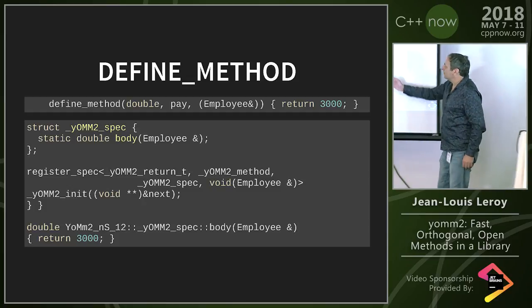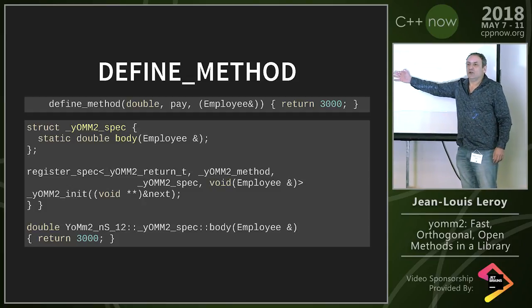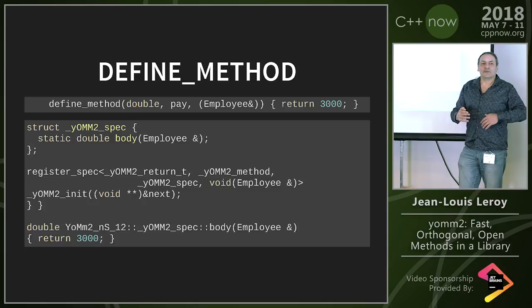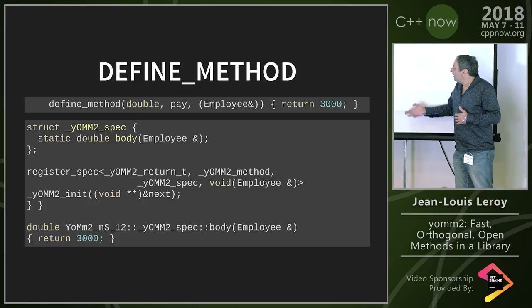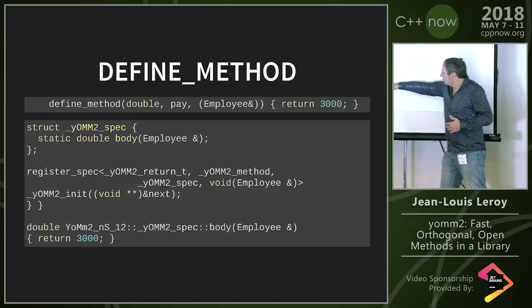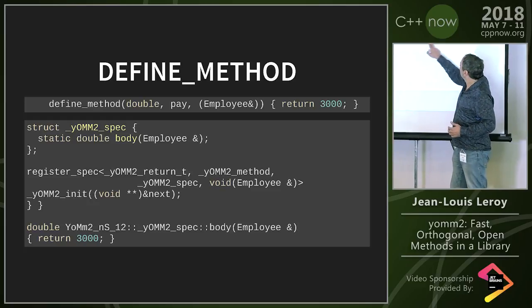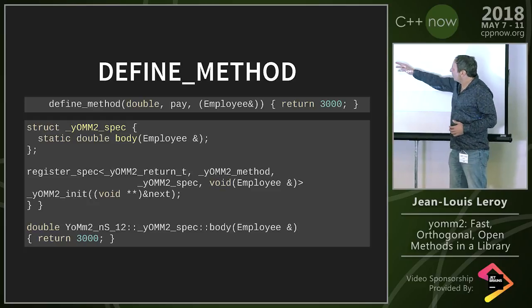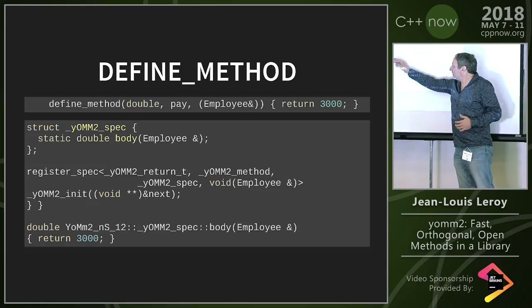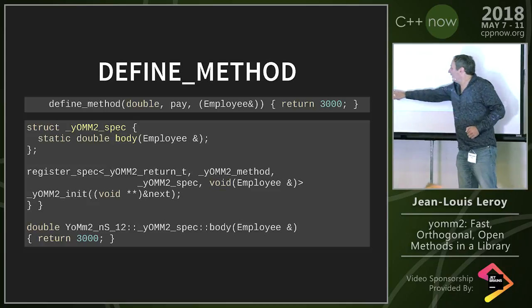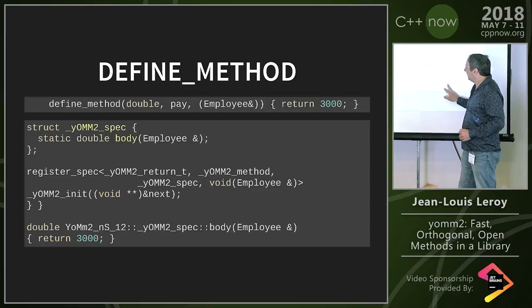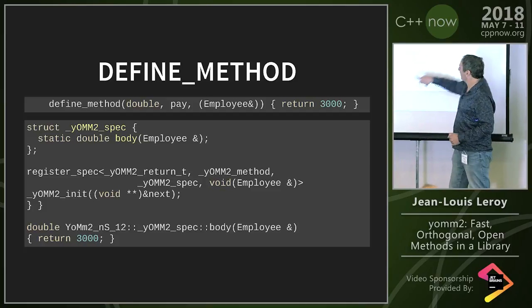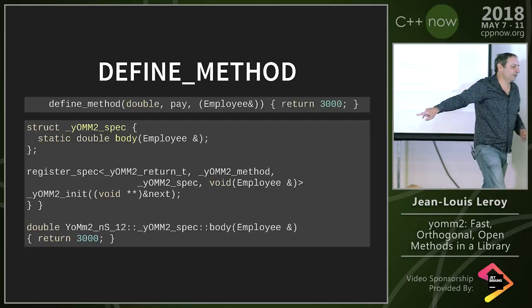And then it contains a static constructor which registers the specialization to the method. I'll skip next. And then this is actually the code here. It closes the two namespaces and it starts the declaration of the function. And then this comes here, right? So that's how it works at compile time.